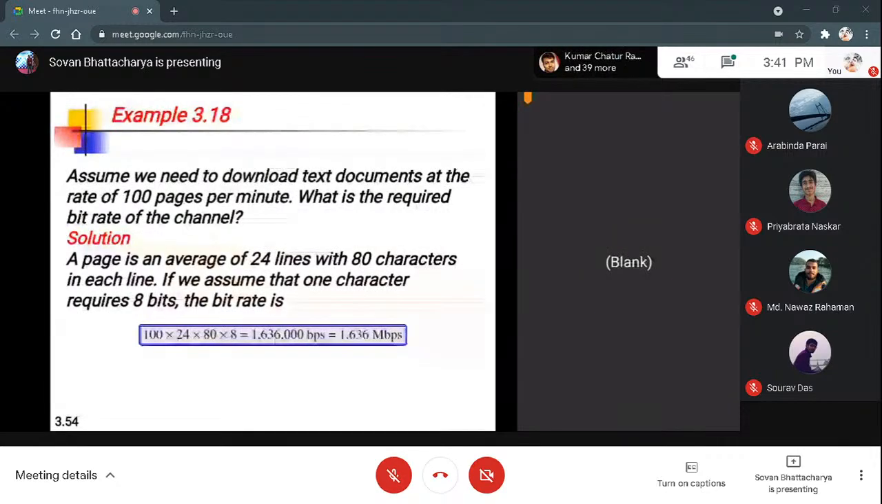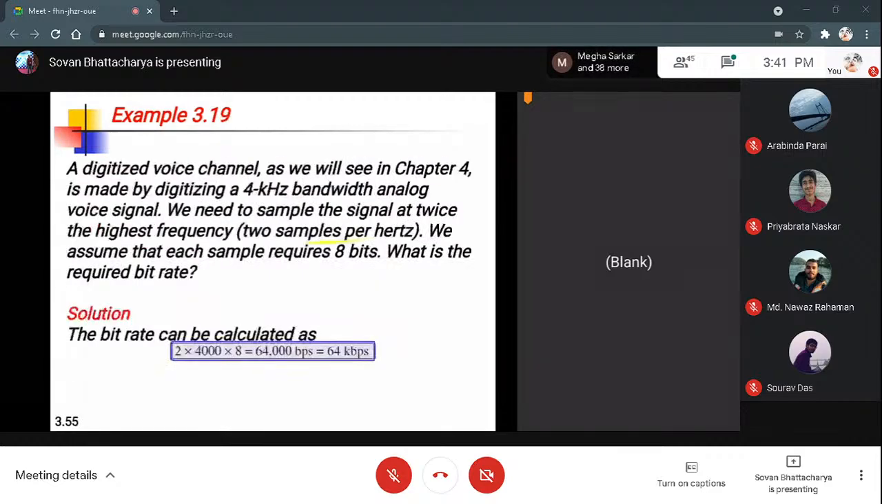Okay, so 24 into 80 is the characters, and a total of 100 pages. Each page has 24 lines, so 100 into 24, and each line has 80 characters, so 24 into 80. Each character takes 8 bits, so it will be multiplied by 8. So total this much bits actually. And it takes 60 seconds, so that will be divided by 60, and this is your bps, and now from the bps we calculate the Mbps. Okay. The same way.